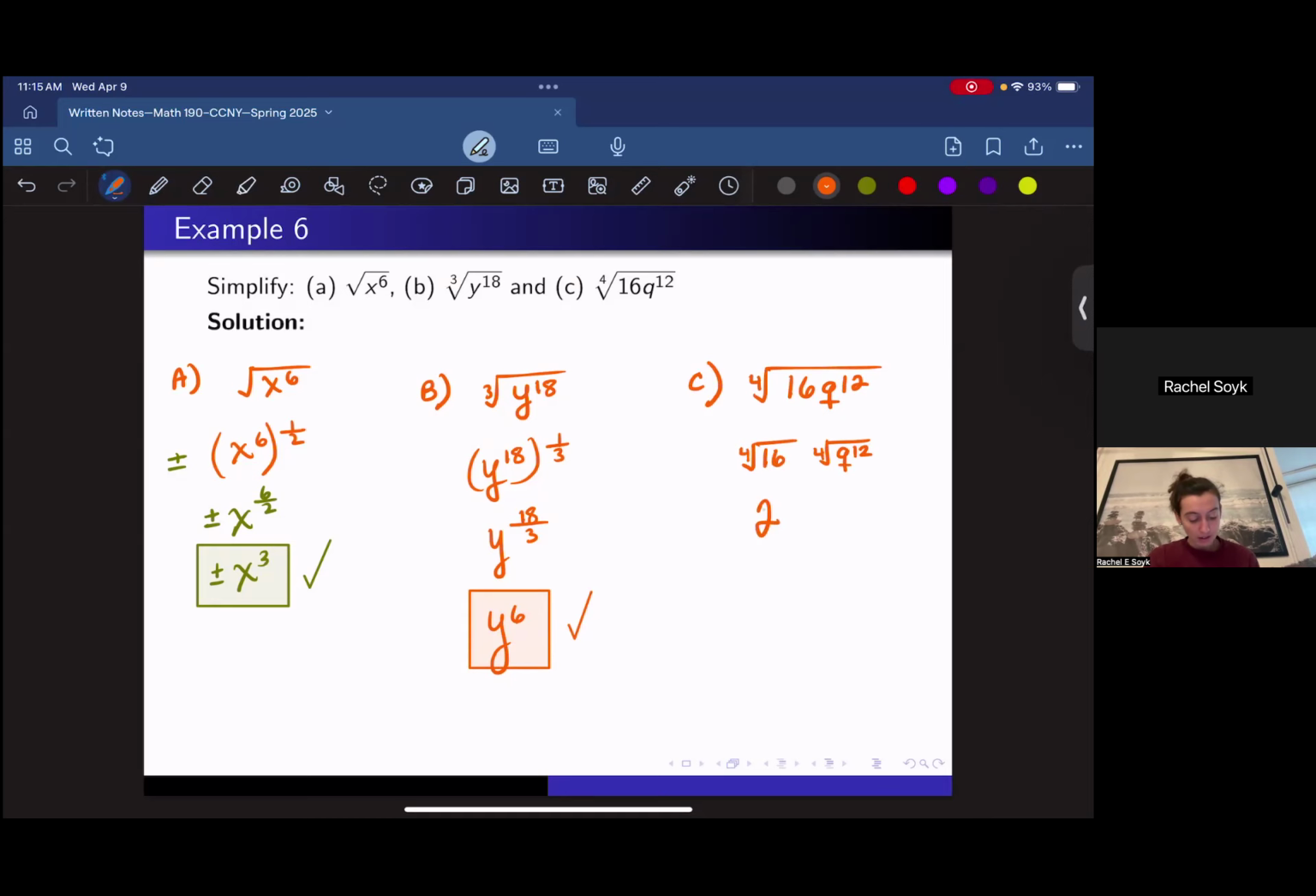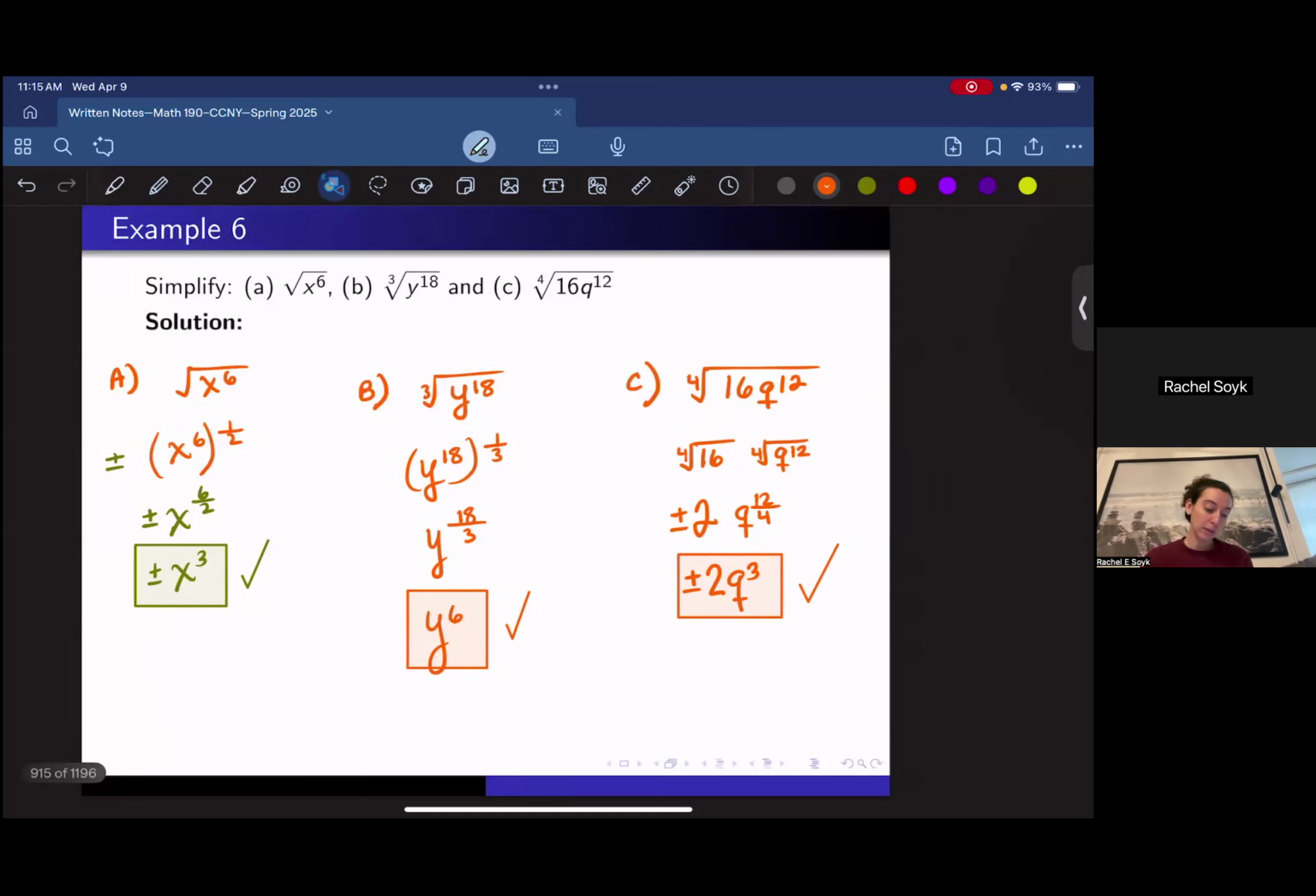And then again, 2 solutions, so it's a plus or minus. And then we have q to the 12 divided by 4, which is just q to the 3rd. So our 2 solutions are plus or minus 2q to the 3rd, and we're done.